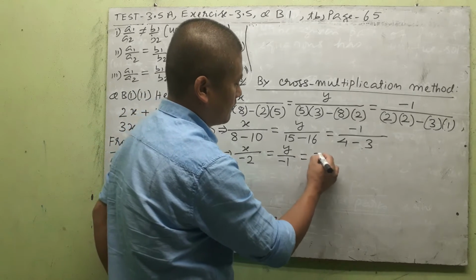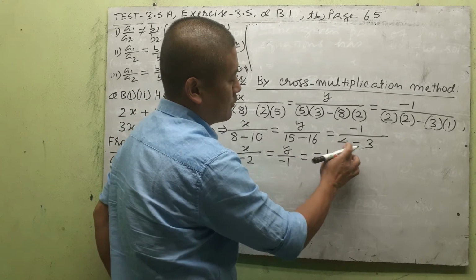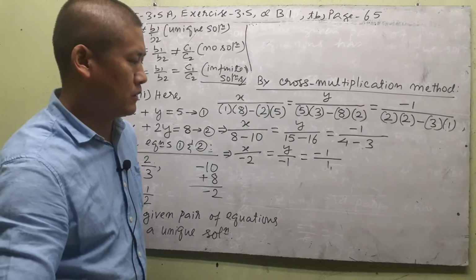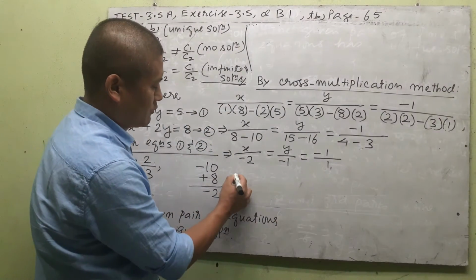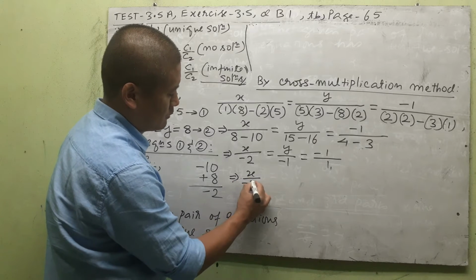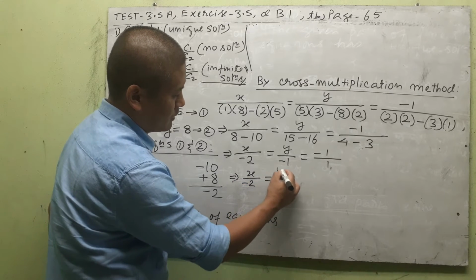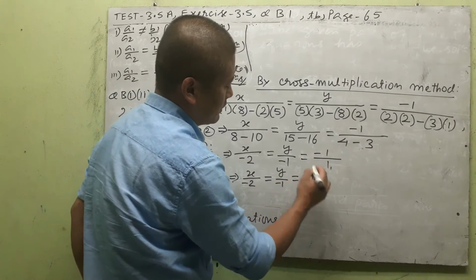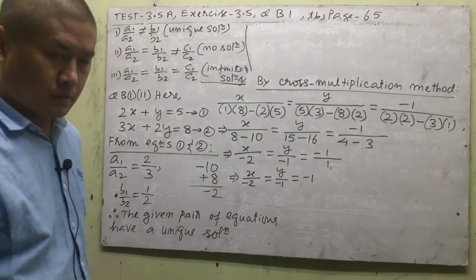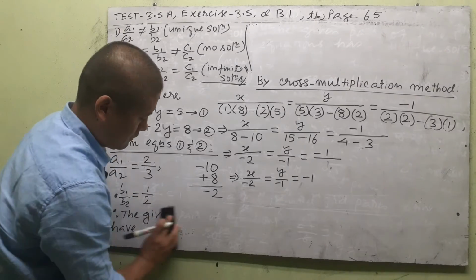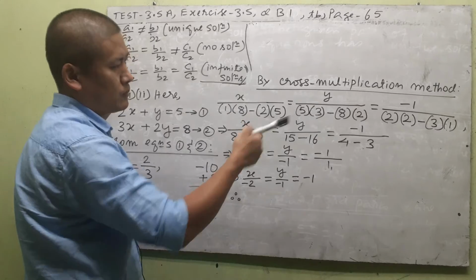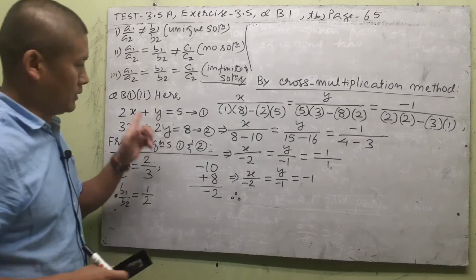Then here, minus 1 by 4 minus 3 is plus 1. Right, so plus 1. So we can just write once more if we like, x by minus 2, first part, second part, y by minus 1, and the third part is minus 1 by 1, we can simply write it as minus 1. Now, this is called cross multiplication, up and down multiplication.